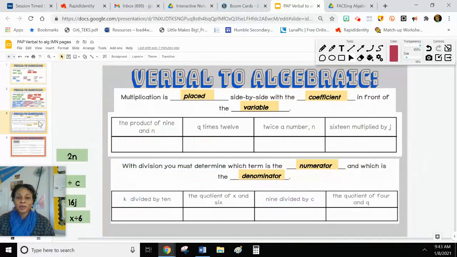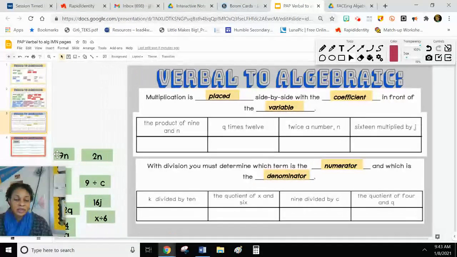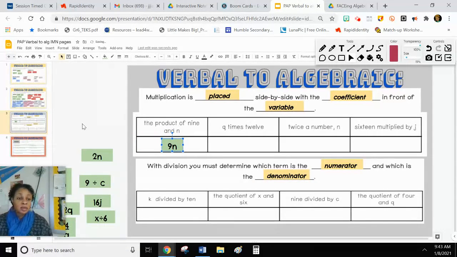So let's look at verbal to algebraic, some little definitions. Multiplication, how does multiplication look? Multiplication will be placed side by side with the coefficient in front of the variable. Remember, coefficient is a number. Variable is going to be a letter that takes the place of a number we don't know. So the product of 9 and n, you would have 9 in front and n in the back. Now, can you write n in front and 9 in the back? You could write n9. You could. It's commutative, baby.